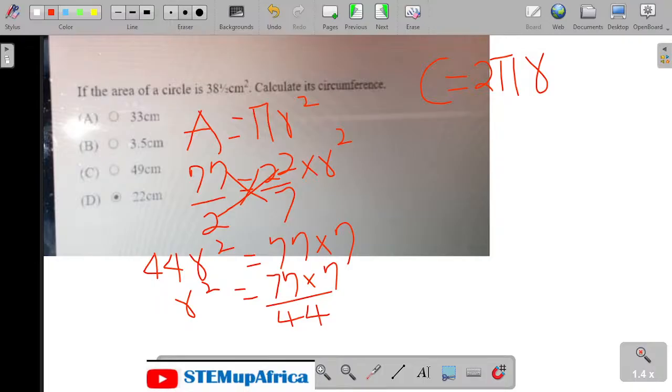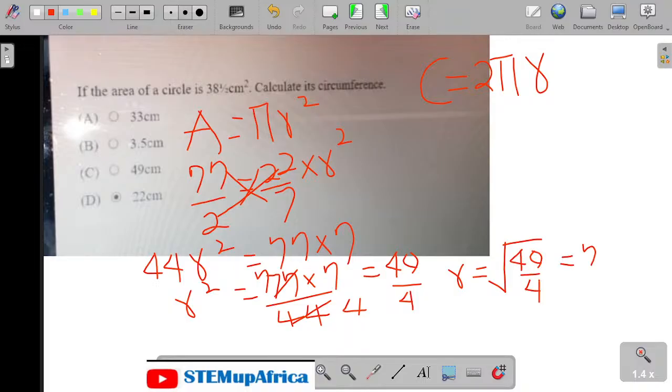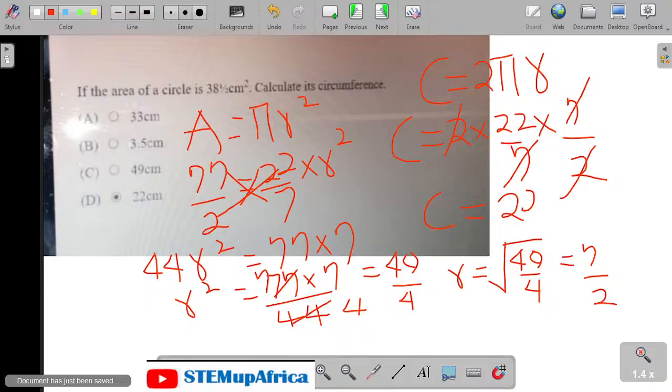77 times 7 divided by 44. So we can cancel out 11 here, 4, 11 here is 7. So I have 49/4. So my radius is now what? Square root of 49/4, which is 7/2. So now that I've gotten the radius, I can now find the circumference of the circle. So my C now becomes 2 times 22/7 times the radius 7/2. 2 can cancel 2, 7 can cancel 7. Circumference is now what? 22 centimeter, which is option D.